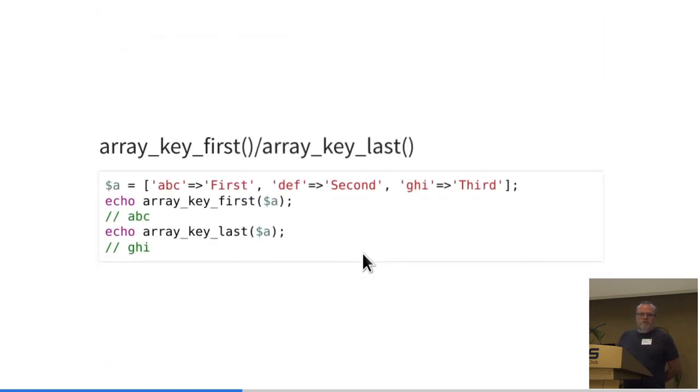Two new array functions, array_key_first and array_key_last. A lot of people were using reset and end to get the first and the last element of an array. The problem with that is that it moves the array cursor, and since it modifies the array cursor, you couldn't do it on things that didn't actually have an address. We couldn't do it on a real array. You'd get stuff like, you can't modify this thing. This one is read-only: get the first key, get the last key.